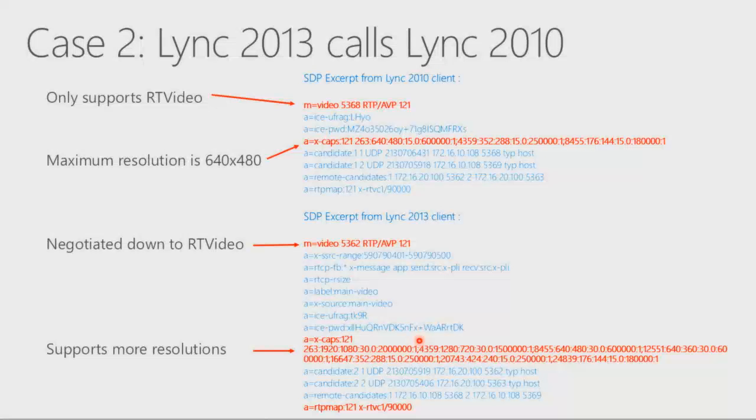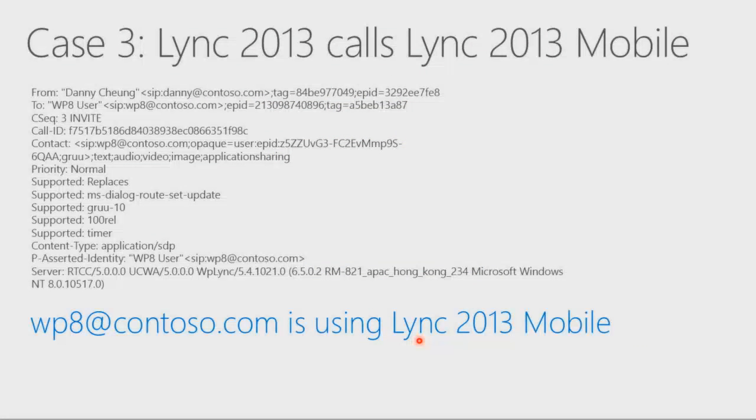Now, the third case is mobile. So how would that be different, right? Actually, I want to show you that. First of all, it's coming from UCWA, right? Because mobile is using UCWA to do the signaling. So that's approved, and that's from me to my WinPhone 8 client.